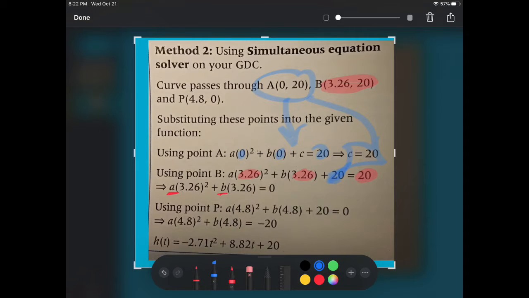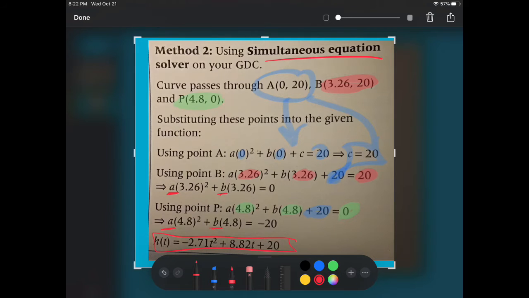Then I'm going to use my third point right here, and I plug it in, and when x is 4.8, y is 0, and I'm again using this value for c that I already have, and then when I simplify that, I get, again, a second equation with values for a and b. And they say, use your simultaneous equation solver on your graphic display calculator. Yay, and you get this answer.